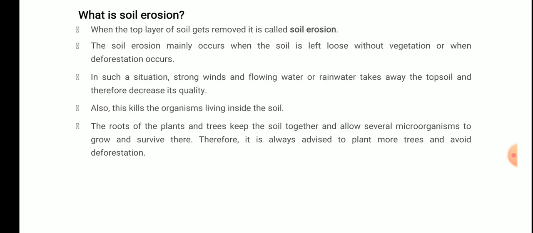Okay, so this was about what is soil erosion. Read this point once again, because it is very important.